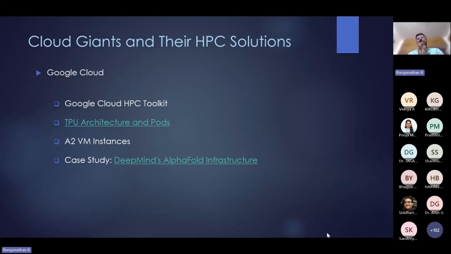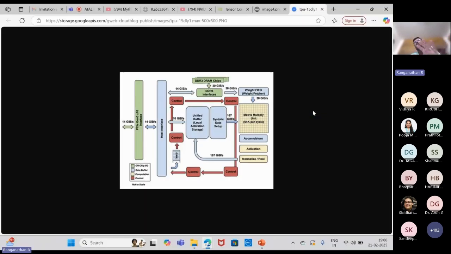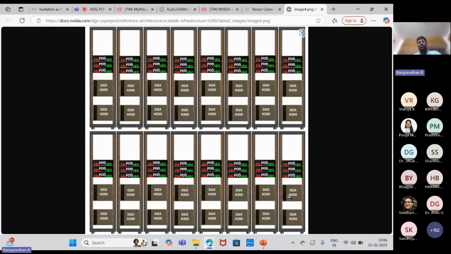So Google Cloud also has its own high performance computing toolkit, and they not only rely on the GPU, they also have something called the tensor processing unit, which is one evolution above the CPU, but one level below the GPU in terms of performance, speed, and everything, right? This is how a TPU pod looks. Almost similar to the GPU architecture that we saw, but there will be some subtle differences. But it is much more advanced than a CPU, right?